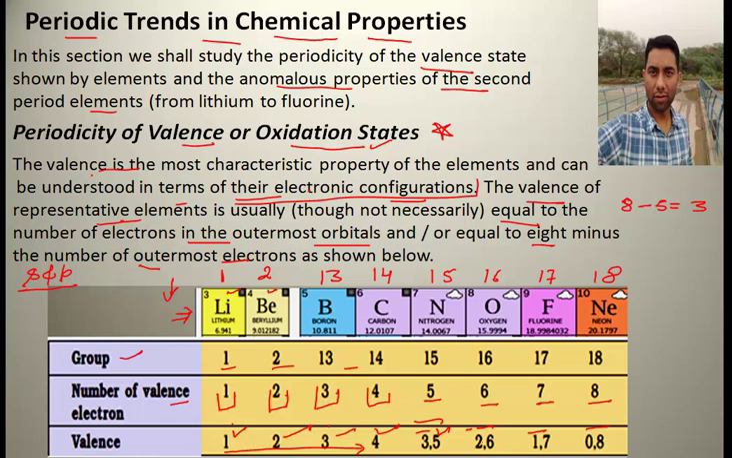In the same manner for the 16th group, it will be 6 as the valence electrons, and 2 will be again 8 minus 6, that will give us 2. Then for the 17th group, it will be 7 as usual, and 8 minus 7 will give 1. So its valence may also be 1. And for group 18, 8 or 8 minus 8, that is 0. Okay.